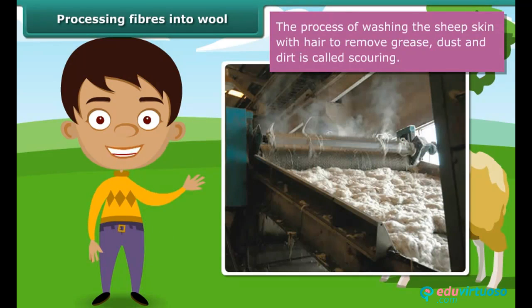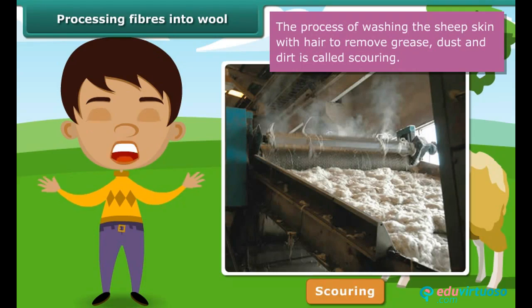Then the sheared skin with hair is washed thoroughly in tanks. This exercise is undertaken to remove grease, dust, and dirt. This process is called scouring.